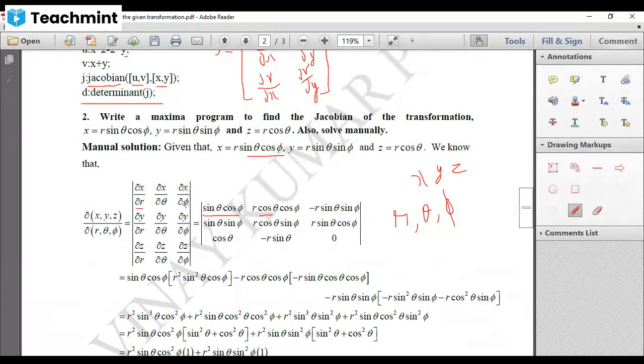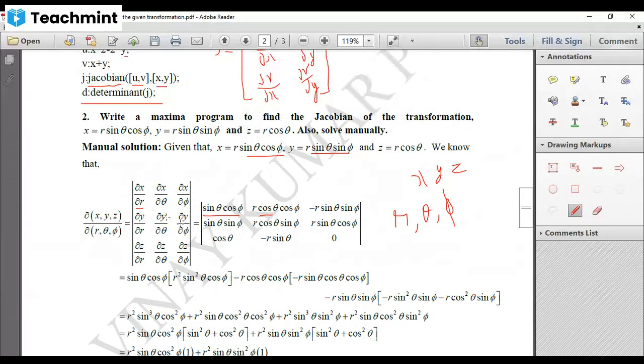When you are differentiating with respect to phi, your r sin theta remains constant. Derivative of cos phi is minus sin phi. So you'll get minus r sin theta sin phi. Now, differentiate y with respect to r. Partial derivative of y with respect to r. These two are constant. Therefore, partial derivative of this is 1. 1 into sin theta sin phi. You'll get sin theta sin phi.